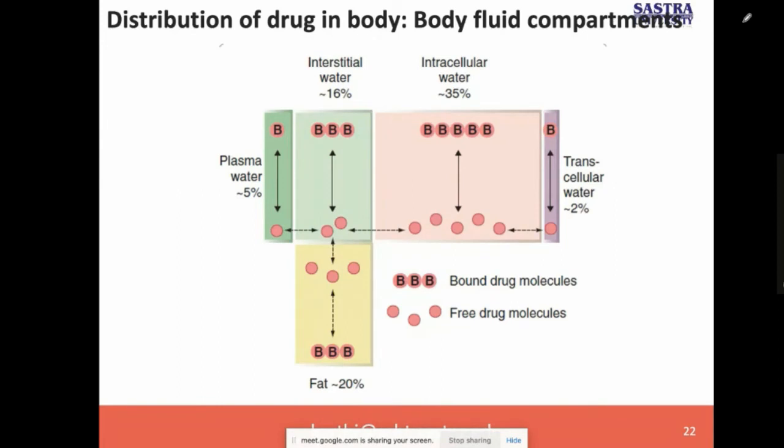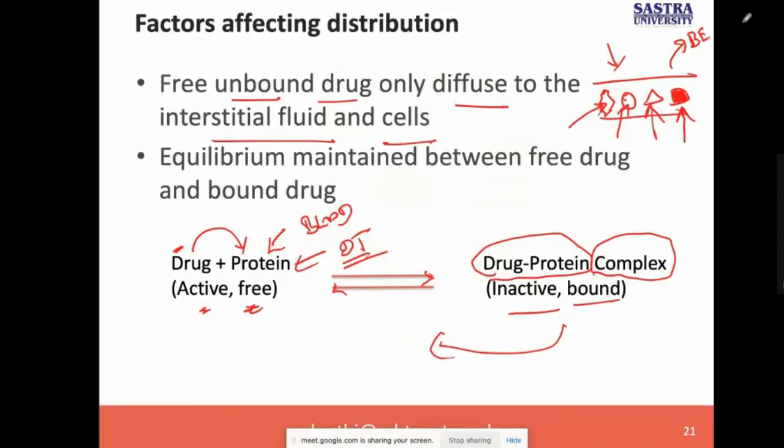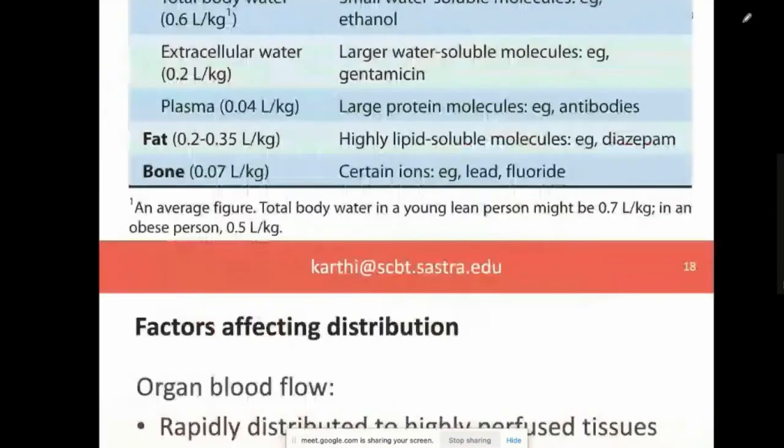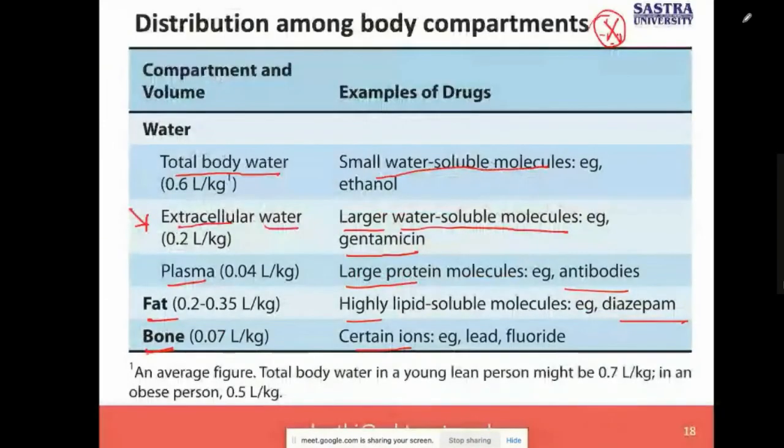Sir, I have a question. Are small water soluble molecules able to go into intracellular space? Your question is related to the slide before this, right? Can you speak a little louder? I am sitting in some other place in which the voice is not clearly audible. Sir, can small water soluble molecules go into intracellular space?